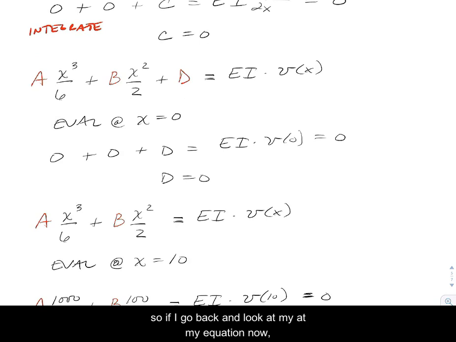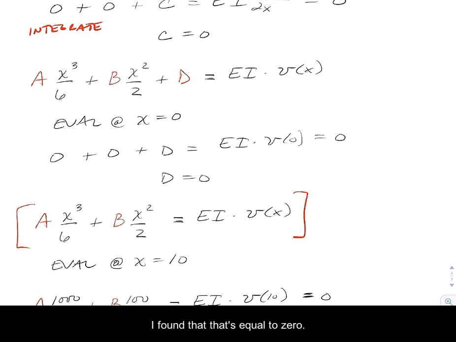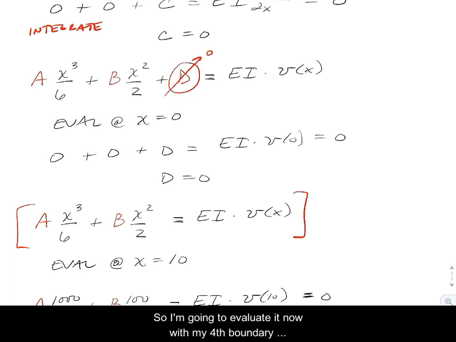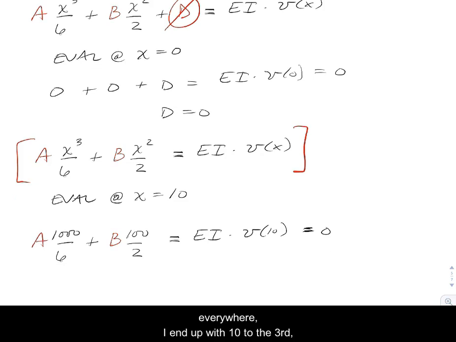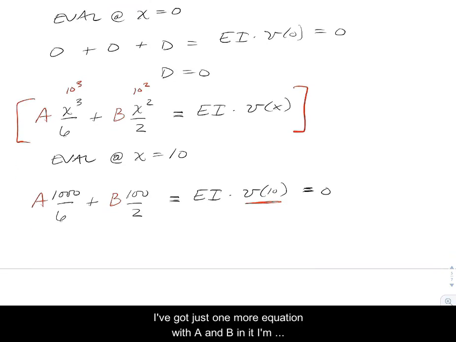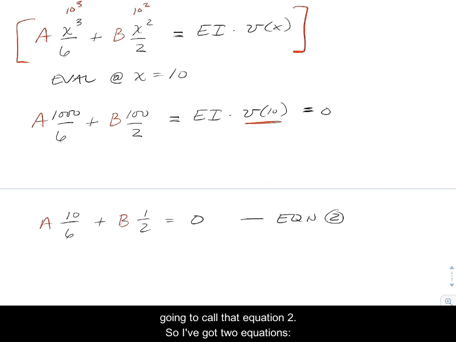So if I go back and look at my equation now, it looks like ax to the third plus bx squared over 2 is equal to EI times v. I've found that d is equal to 0. So I'm going to evaluate it now with my fourth boundary condition at x equals 10. If I plug in x equals 10 everywhere, I end up with 10 to the third right there, I end up with 10 squared. And over on the other side, I end up with v evaluated at 10, which I know is equal to 0. So I've got just one more equation with a and b in it. I'm going to call that equation 2.